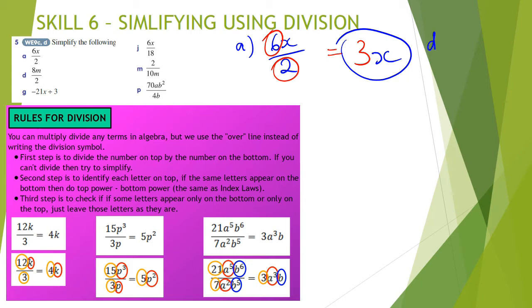If we do the same for D, we've got 8m over 2. Focus on the numbers first. 8 divided by 2 gives 4. And then we've got the letter m left over, so our final answer is 4m.